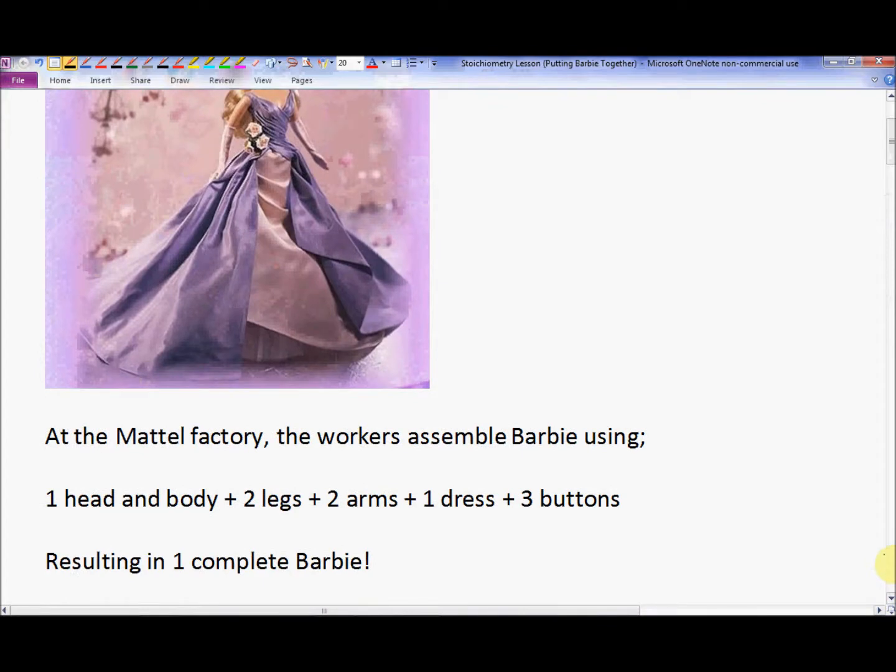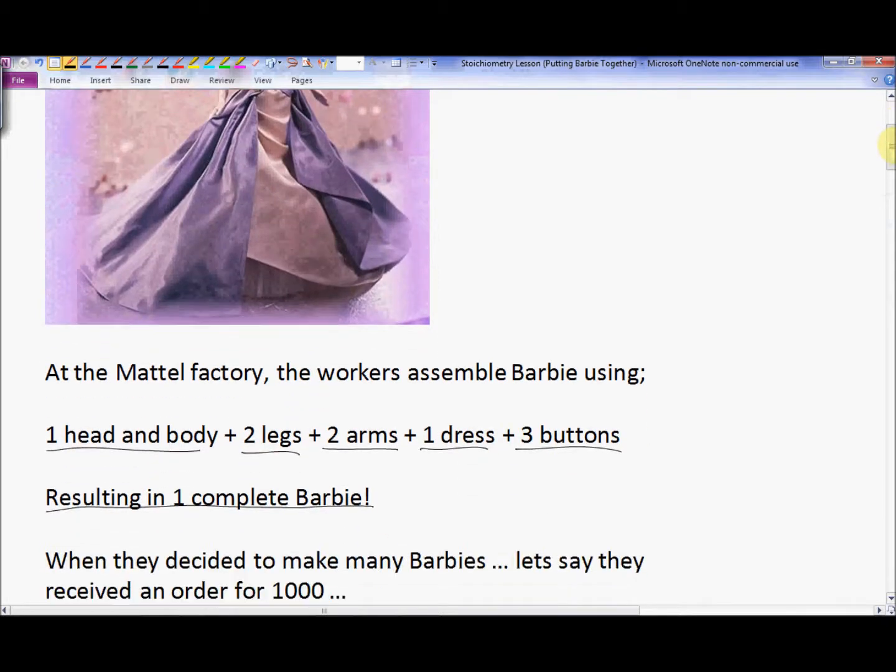So moving right along, at the Mattel factory where they put Barbies together, the workers will assemble a Barbie using one head and body, and then two legs, and then they'll take two arms and pop them into place, and then also they'll need to put a dress on Barbie, so she's outfitted with one dress, as you can see up above here, and then on the dress they need to sew in 3 buttons. Okay, so that's how we put together a Barbie. And so as a result, we end up with one complete Barbie out of all these parts.